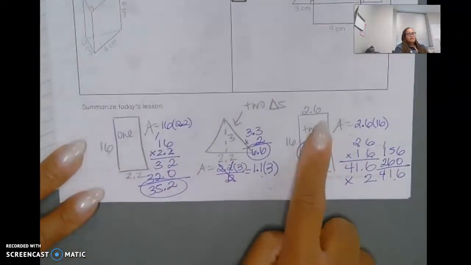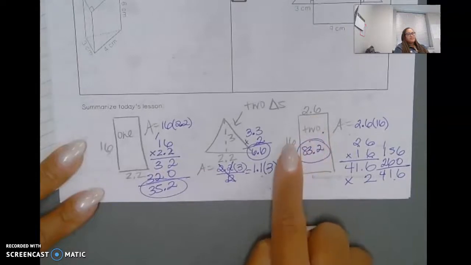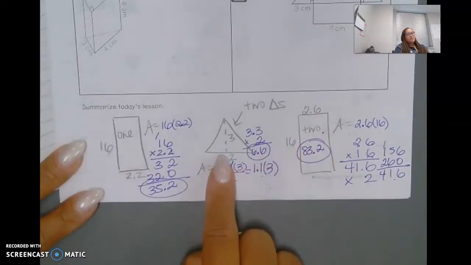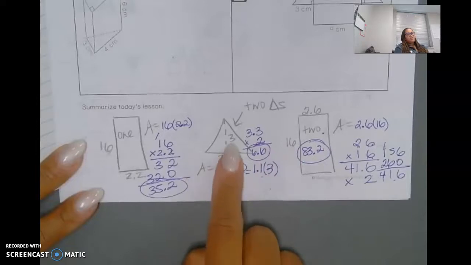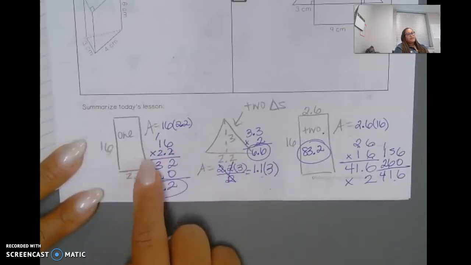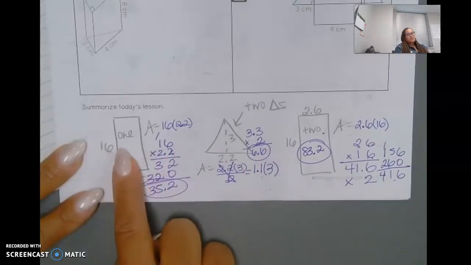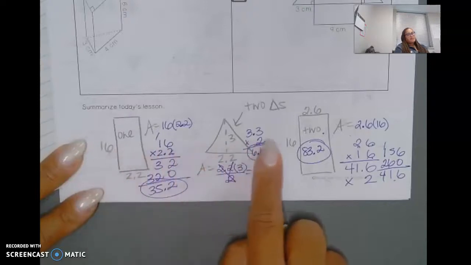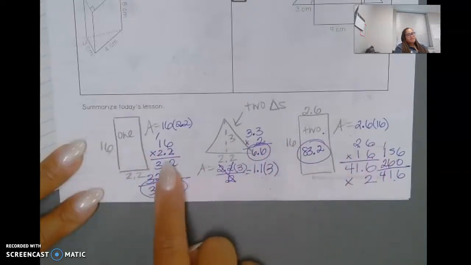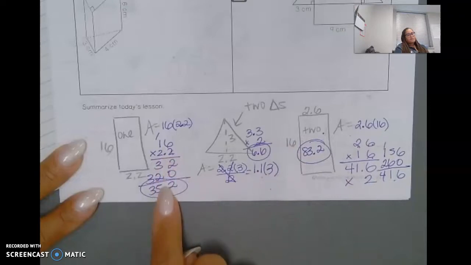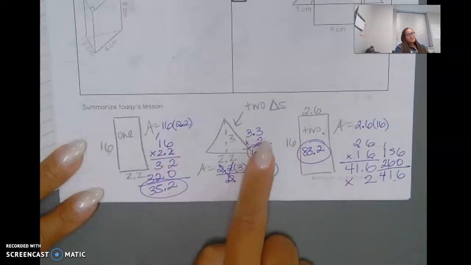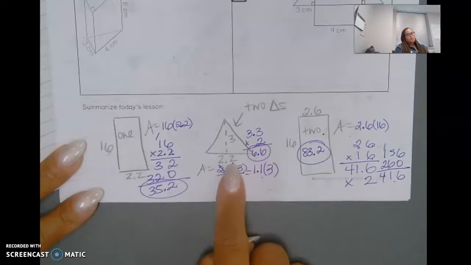I have 2 rectangles that have a base and a height of 2.6 and 16. I have 2 triangles that have a base and a height of 2.2 and 3. And I have 1 rectangle that has a base of 2.2 and a height of 16. I did the calculations here. This is 16 and 2.2 multiplied.